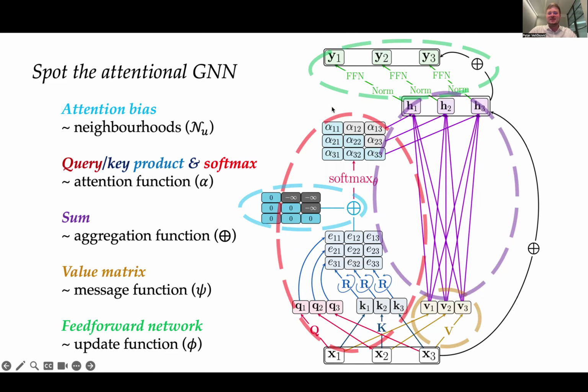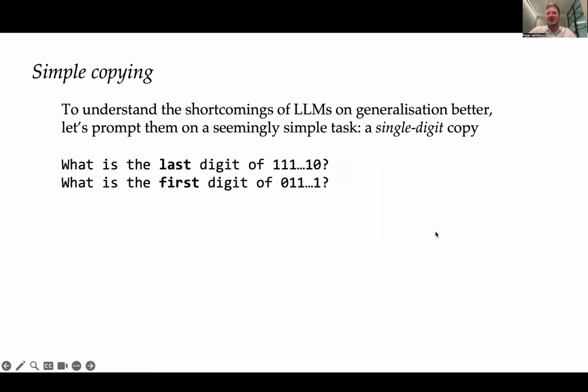But essentially, the attention mechanism supports an attentional function in an attentional GNN. The neighborhoods that you have for your graph aggregation are given to you by this bias matrix. So the entries which are not minus infinity tell you the allowed neighbors in your graph. And your aggregation function after you run the softmax is just summing. And the feed-forward network actually very nicely corresponds to the update function in a GNN. So there's a pretty neat correspondence between every chunk of the GNN equation and what's happening inside this particular transformer block. Okay.